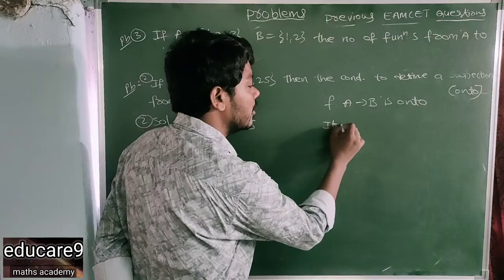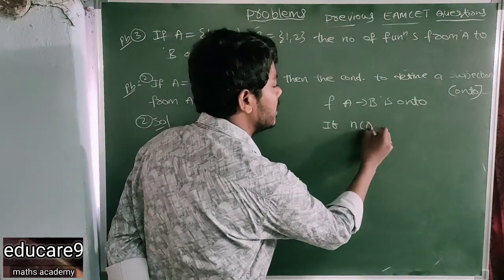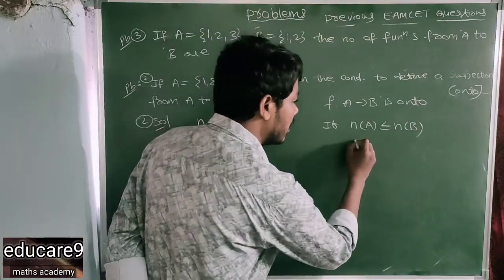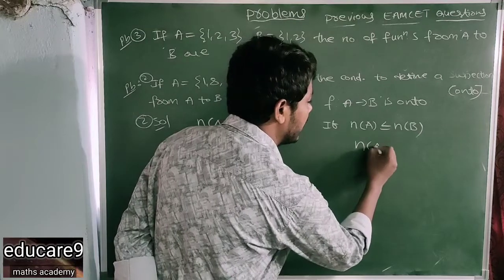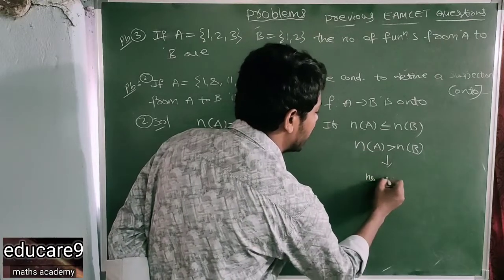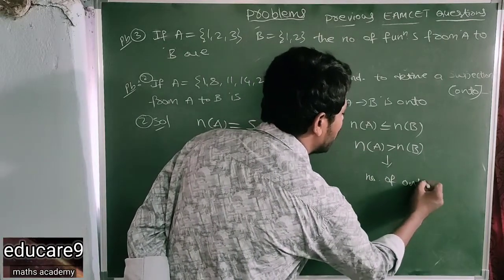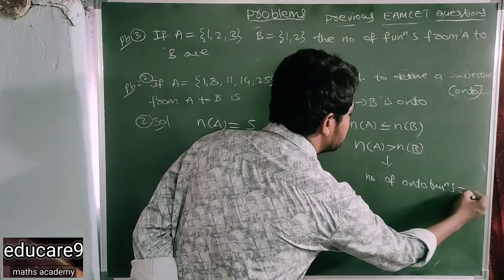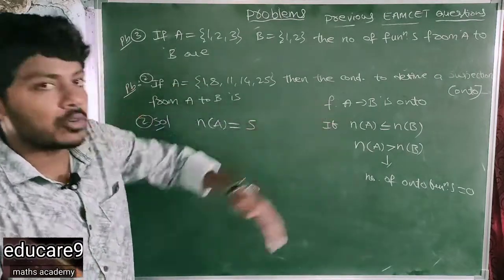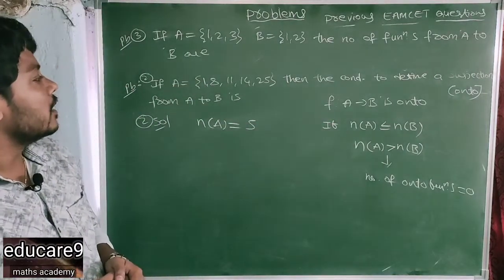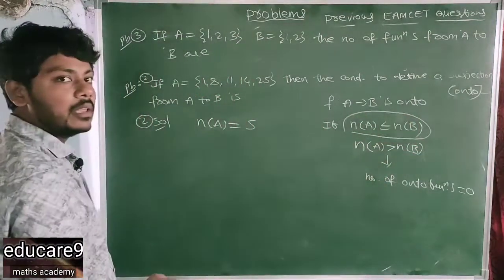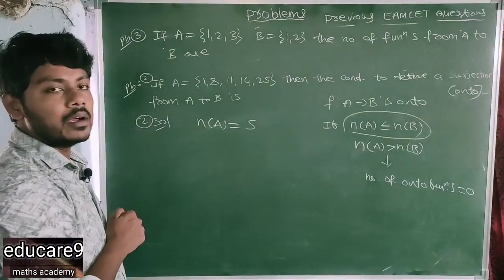If the number of elements in A is less than or equal to the number of elements in B, and n of A is greater than n of B, in that case the number of onto functions is 0. But here f from A to B is onto. Then what is the condition? n of A is less than or equal to n of B. Then only it is said to be onto.